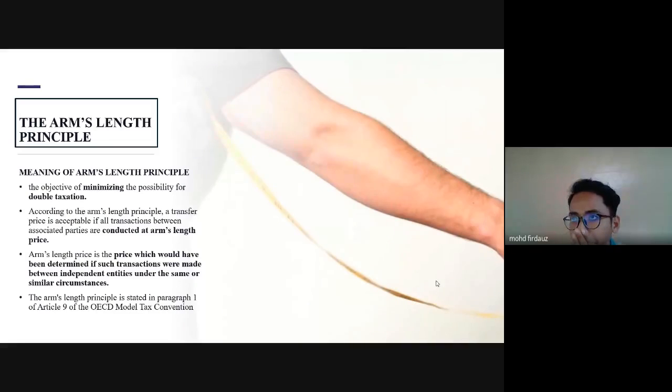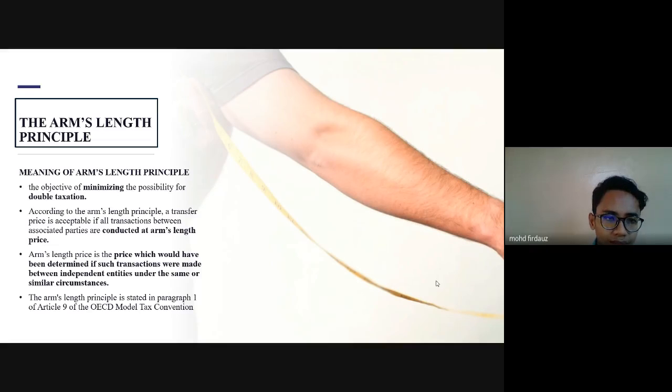Thank you, Kushairi. I will continue. Next is the Arm's Length Principle. So what is basically the Arm's Length Principle? The objective is to minimize the possibility of double taxation. Since transfer pricing is a transfer within the same company but between different divisions, there may be double taxation. To avoid this, the government introduced the Arm's Length Principle.